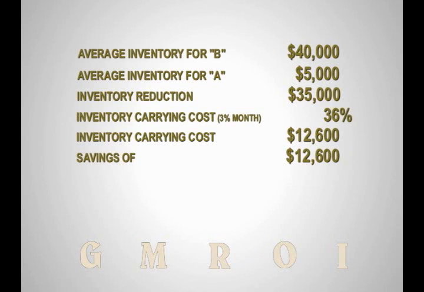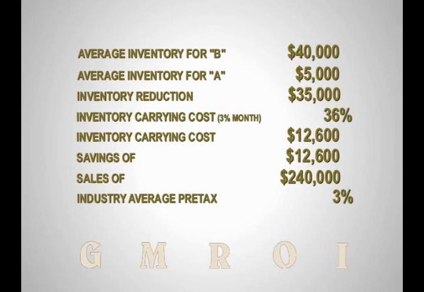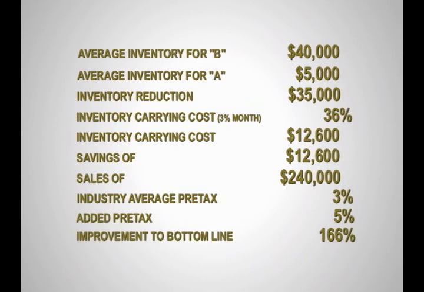You had sales of $240,000 in pre-tax profit. Figure the industry average of pre-tax is 3%. The added pre-tax 5%, creating 8%, and your improvement to the bottom line, 166%.